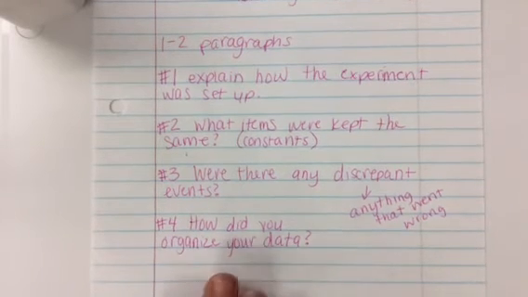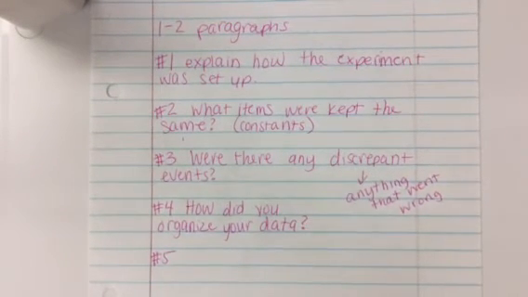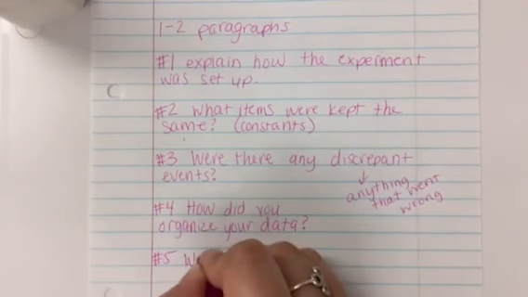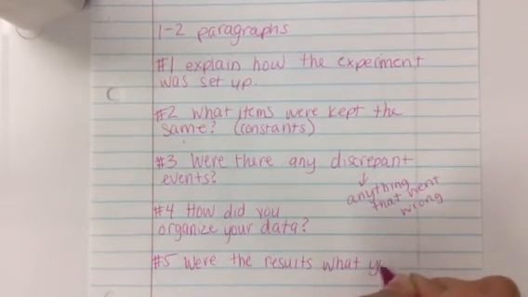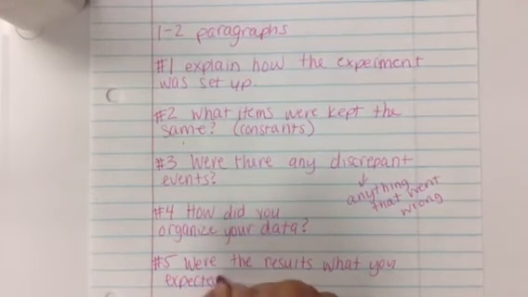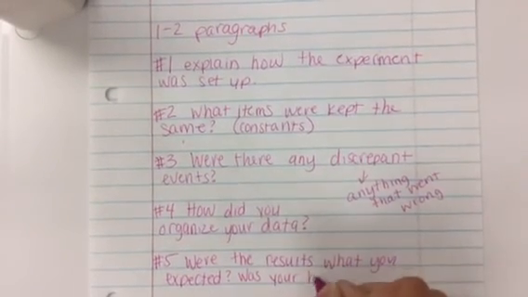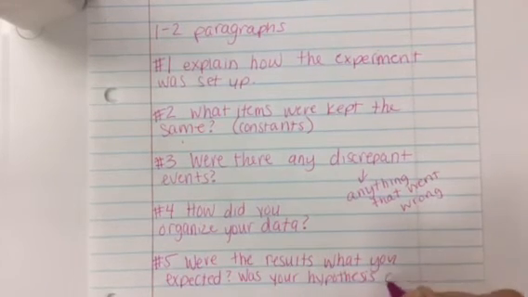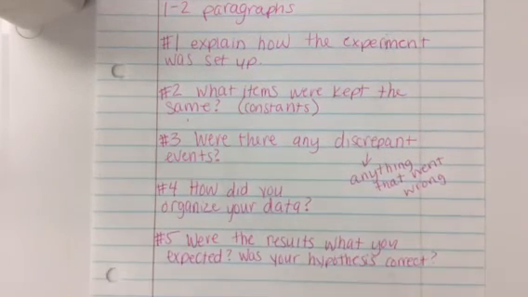This is a way for you to explain your thinking. The 5th question, were the results what you expected? This is where you talk about, was your hypothesis correct or not? Because remember, your hypothesis is your educated guess, so we want to know, was it correct or were you completely off?